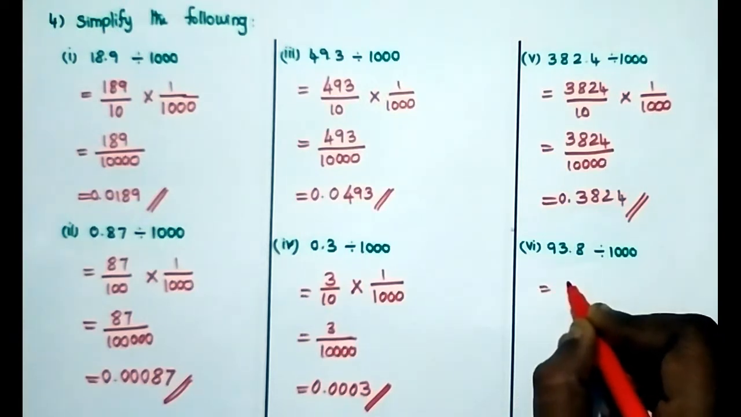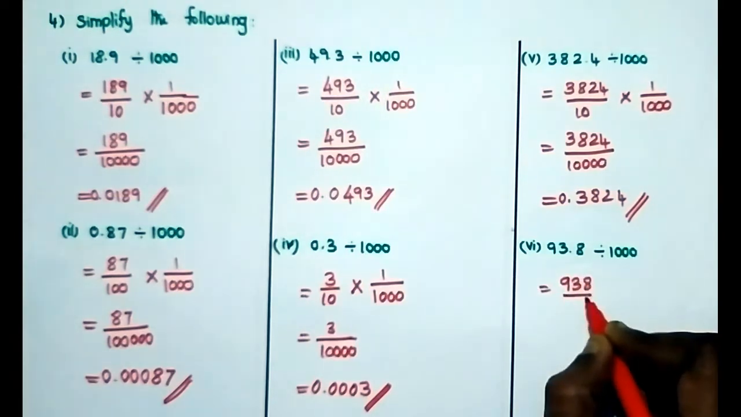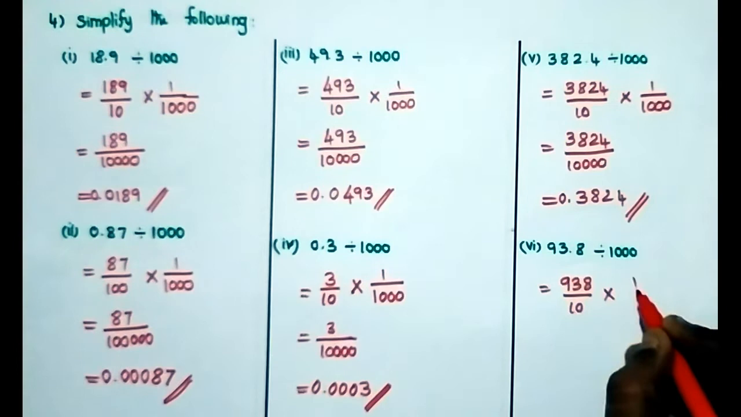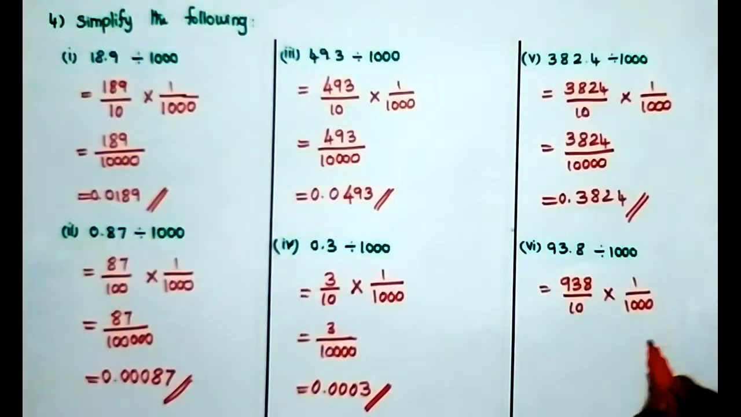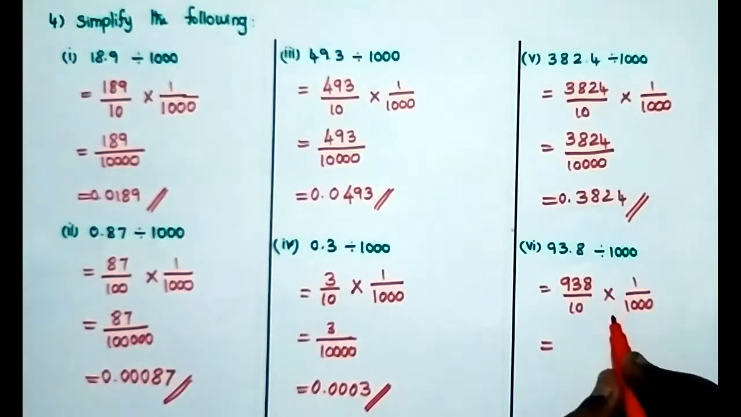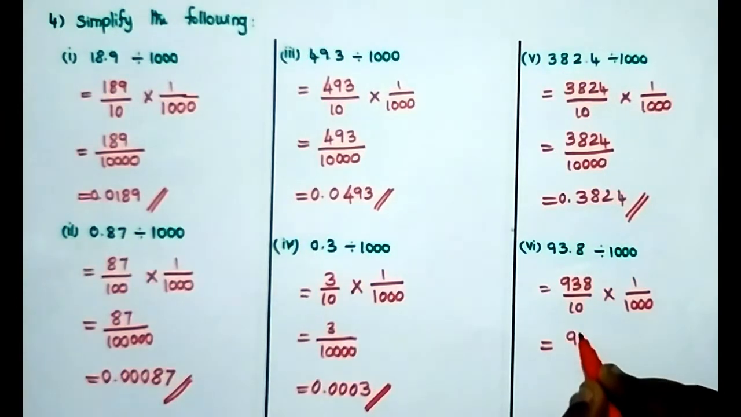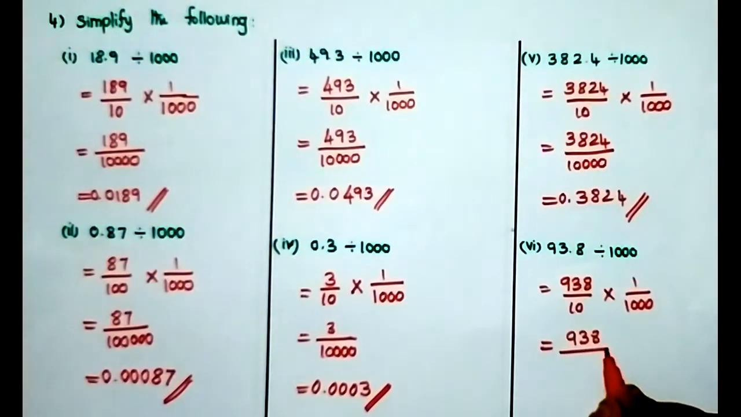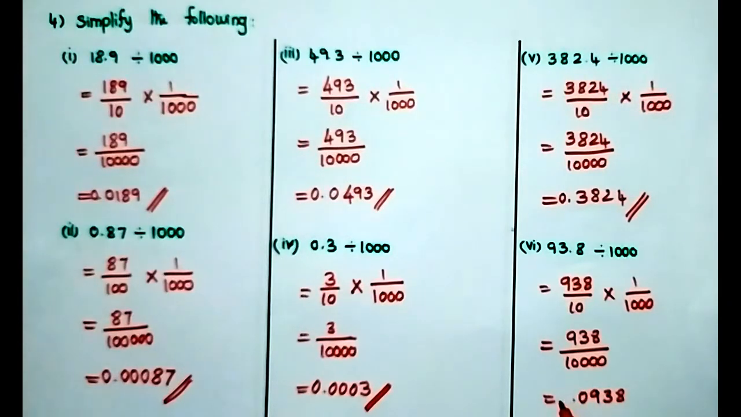So 938 divided by 10 into 1 by 1000. 938 into 1, 938 divided by 10 into 1000, 10,000. So 938. Before 4 digits we have to keep the point. So add 1 zero and then we get 0.0938 is the answer.